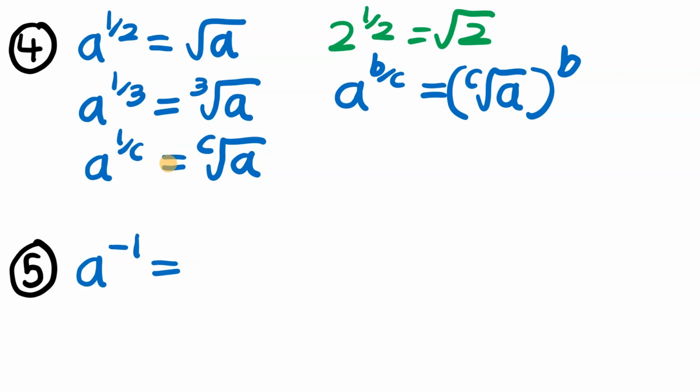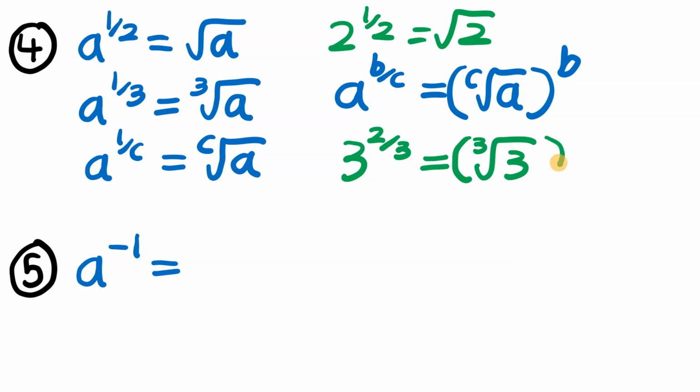So for example, let's say that we had 3 to the power of 2 over 3. Okay, so what this would be, so we have this 3 in the denominator here in the fraction, so it's going to be the cube root of 3, and then we have this 2 here, so everything here we're going to raise to the power of 2. So this is what 3 to the power of 2 over 3 means.